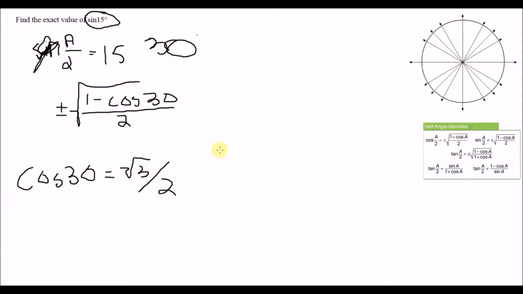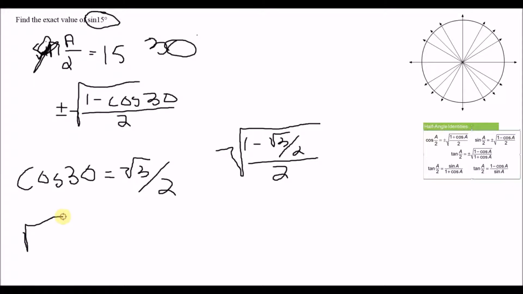We're now going to fill that in the place for cosine 30 in this equation. So 1 minus square root 3 over 2, over 2 again. We'll just separate each of these.